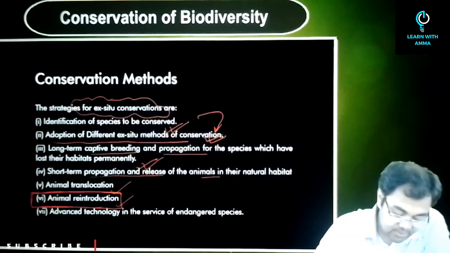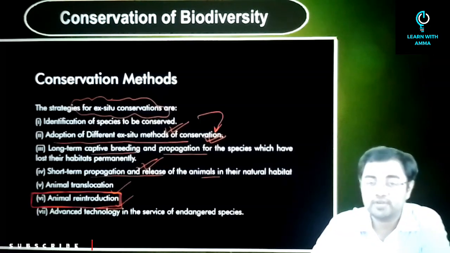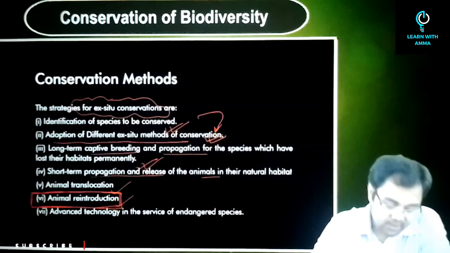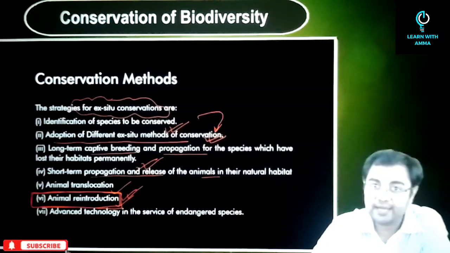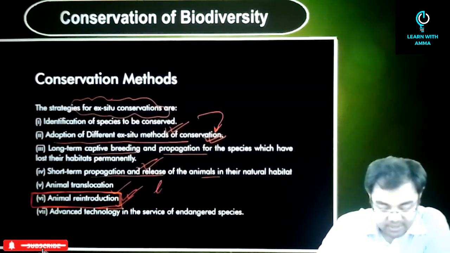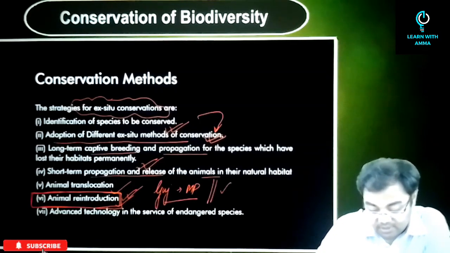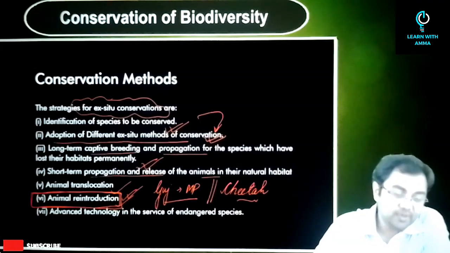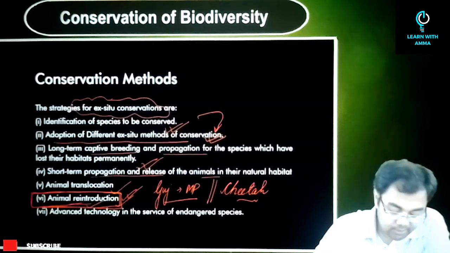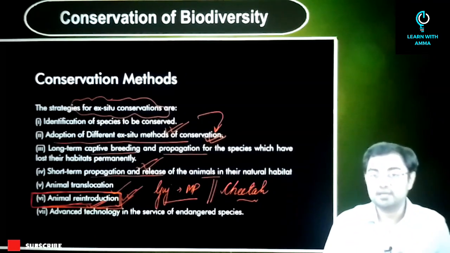You have to remember this because this has been in the news a lot of times, especially in the last couple of years. So whenever we have an animal reintroduction plan, for example, there was one between Gujarat and Madhya Pradesh which did not happen. Then there was the reintroduction of the cheetah. This was also in the news. So all these have been in the news. That's why animal reintroduction becomes a very important topic, and you have to understand that this comes under ex situ conservation.